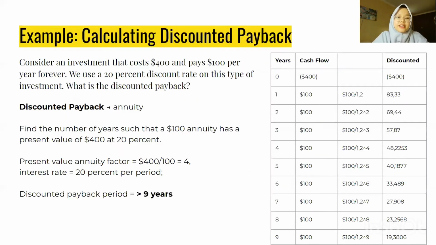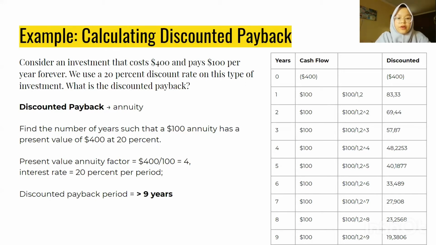And then here's the second example of calculating discounted payback. Consider an investment that costs $400 and pays $100 per year forever, with a 20% discount rate on this type of investment. So what is the discounted payback? So here we are calculating the cash flow and it is discounted.